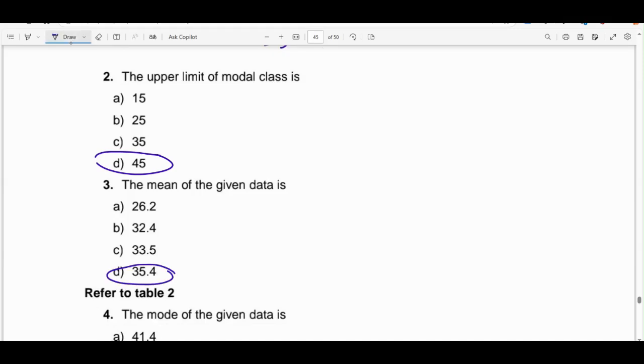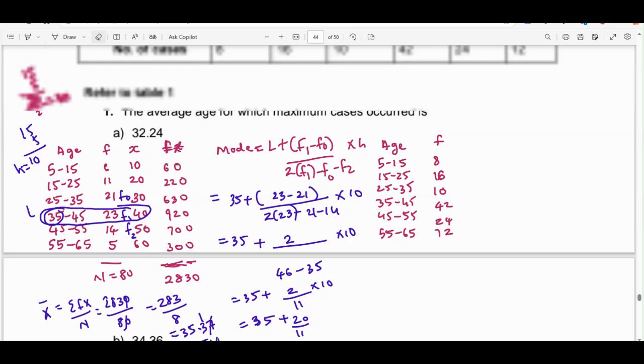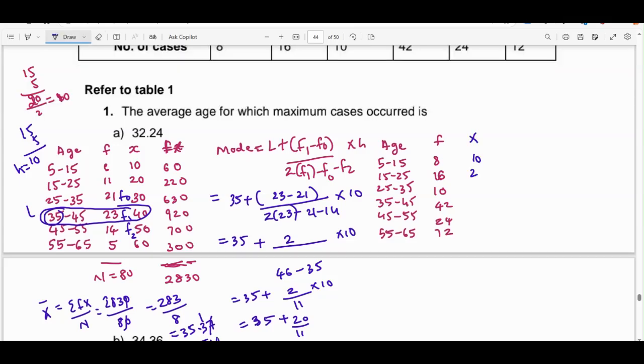Now in table 2, you have to find the mode of table 2. So we will do it here. What will be the x? X will be the same as before. It will be 10, 20, 30, 40, 50, 60. Then you have to multiply f into x. So when you multiply, it is 80, 320, 300, 1680, then 1200, then 720. So when you add these, you get the answer 4300. And when you add the frequency, you get the answer 112.